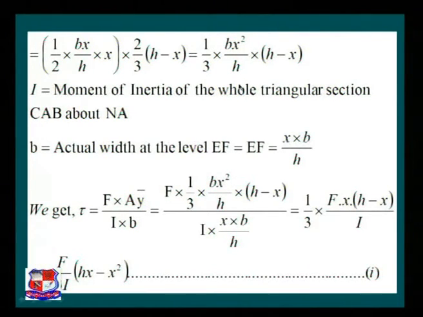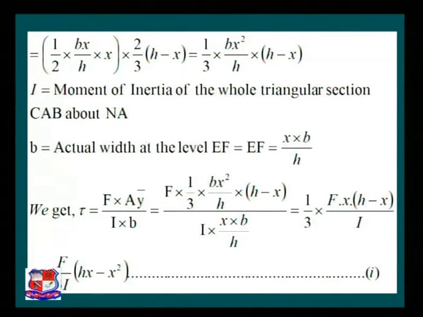Next, I, that is the moment of inertia of the whole triangular section CAB about the neutral axis. We will keep the term I as it is. We are not putting the value of I in terms of b as well as h. Let I remain the same. b, that is the actual width at the level EF, that is EF itself, is equal to bx by h. By putting all these values in our equation, tau is equal to F A y bar by I b.